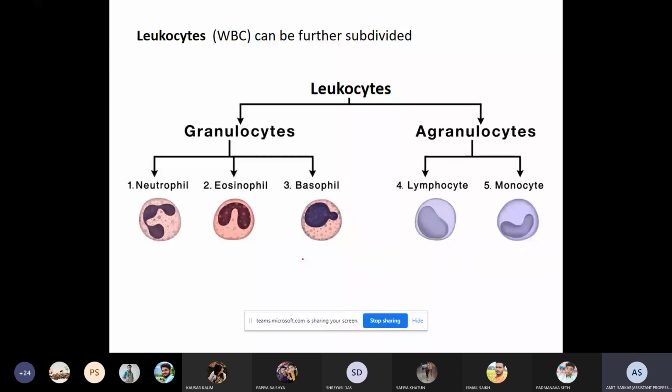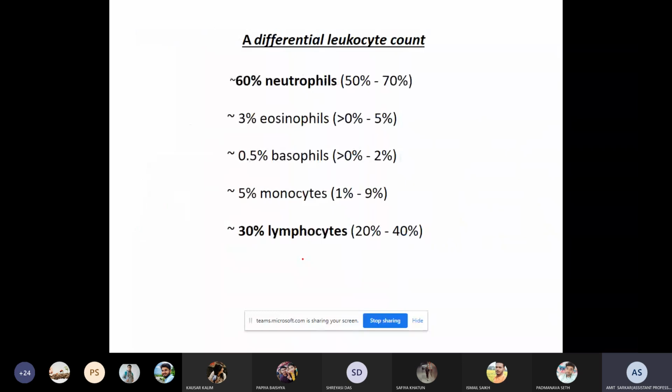That means more and more immune cells are being produced to fight against the infection. So maybe somebody is suffering from some kind of fever, and it's not clear whether this is a fever due to a cold or due to some microbial infection. If you do a blood test like a differential count, that can give the doctors an idea whether this person is going through an infection or not.